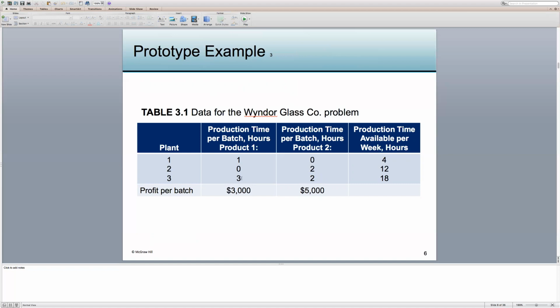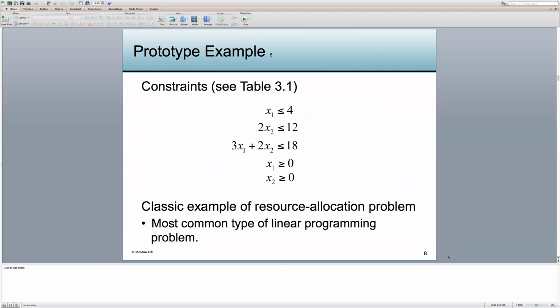X1 batches of product 1 will take 3X1 hours of time in the plant. X2 batches of product 2 will take 2X2 hours in the plant. So 3X1 plus 2X2, that's how much time it will take to produce X1 batches of product 1 and X2 batches of product 2. And that's at most 18. Only 18 hours of time are available. So that gives this third inequality. 3X1 plus 2X2 is less than or equal to 18.